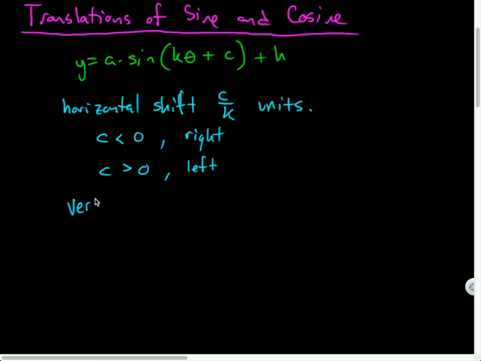Let's see, the vertical shift is h units. And that one's very similar to when we did conic sections, right? It shifts in the direction you'd suspect. So those are those shifts. And then, let's see, what else do we know?